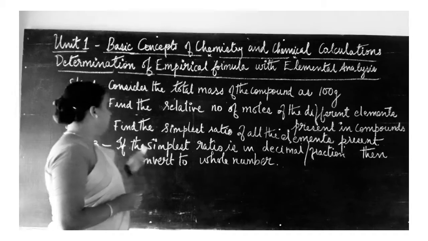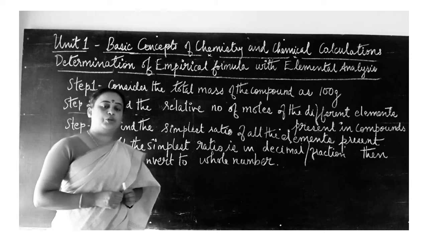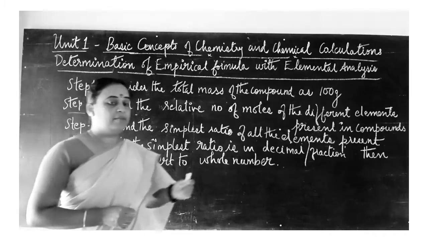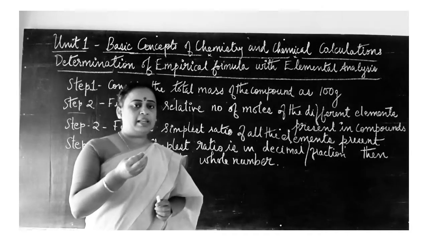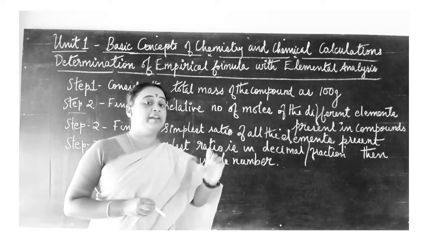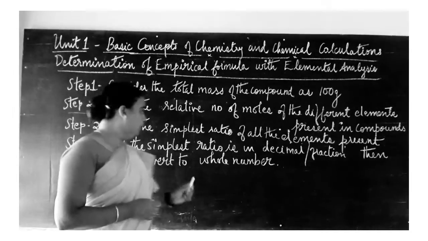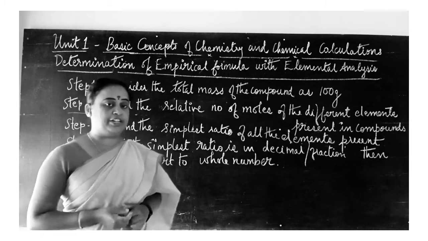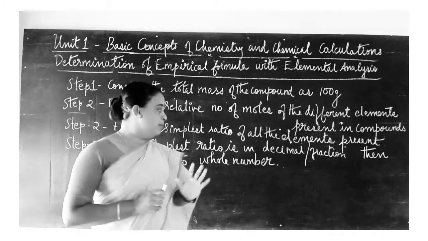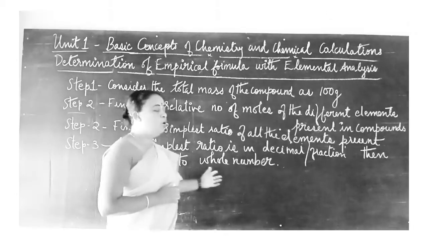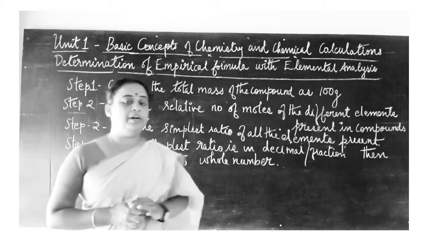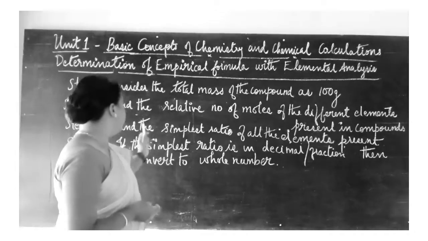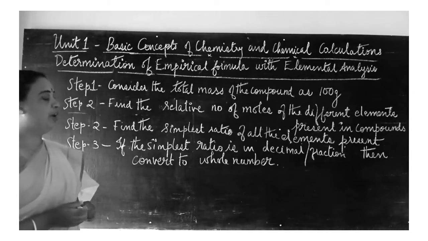The third step is to find the simplest ratio of the elements present in that particular compound. Depending upon the number of atoms present in the compound, we write the simplest ratio. Now the fourth step: the simplest ratio can sometimes be a decimal or fraction. In that case we should convert it into a whole number. Using those whole numbers we write the empirical formula. These are the steps involved in the determination of the empirical formula.